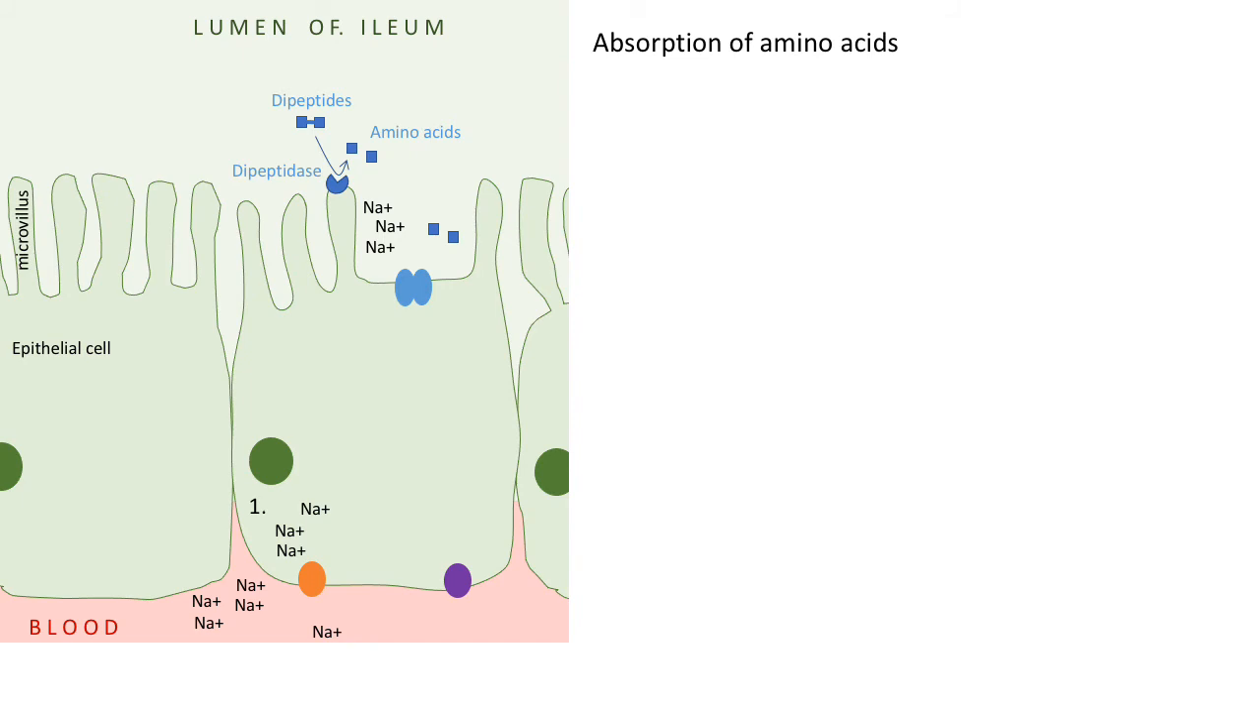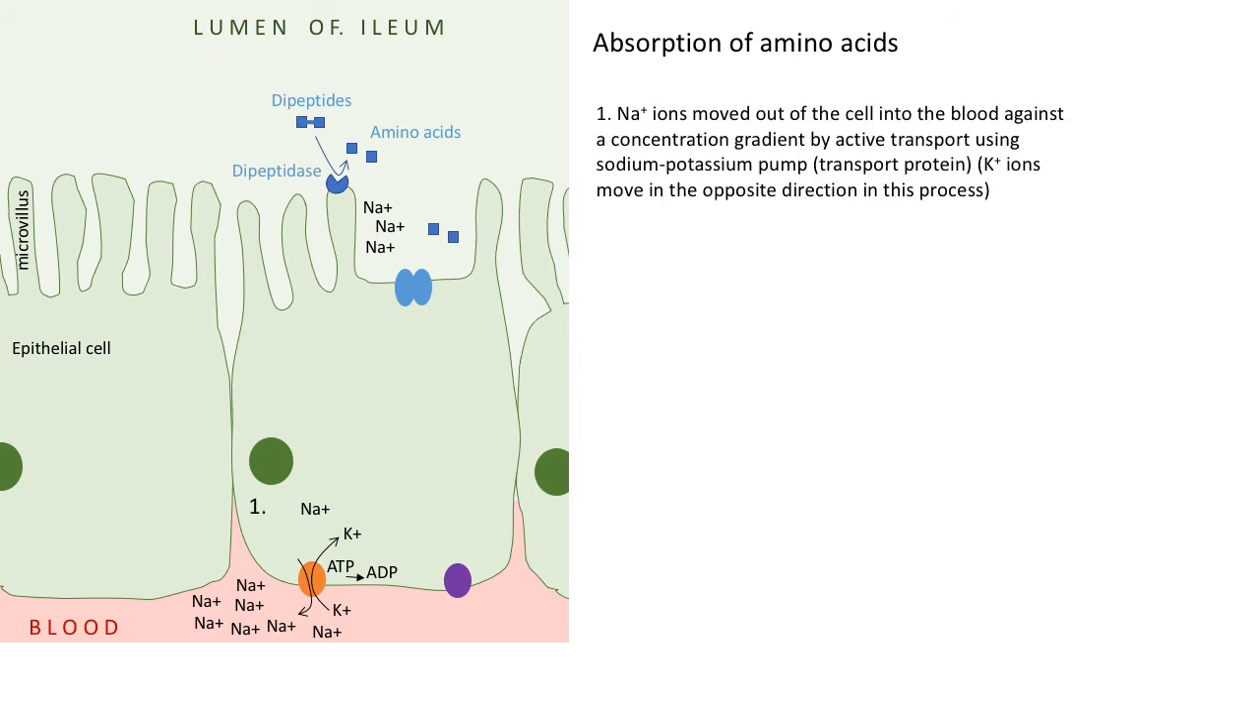So step 1, there is a higher concentration of sodium ions in the blood than in the cytoplasm of the epithelial cell. Sodium ions are actively transported out through a sodium-potassium pump into the blood. Potassium moves in. Now we have a lower concentration of sodium ions in the cell than in the lumen of the ileum. So this is step 1.